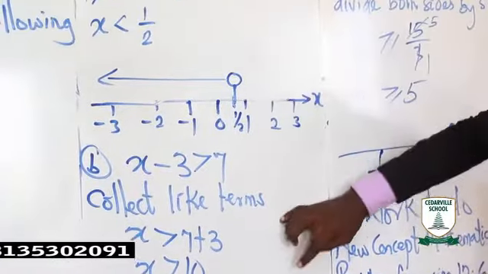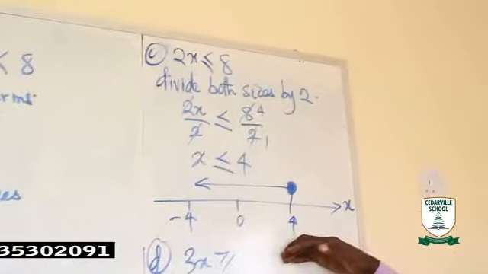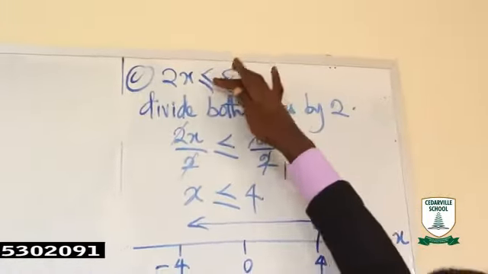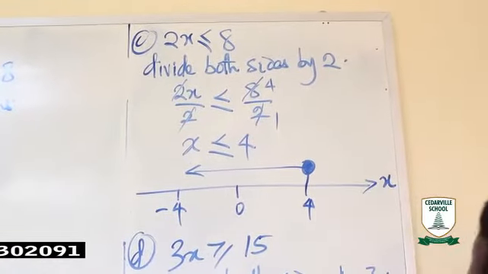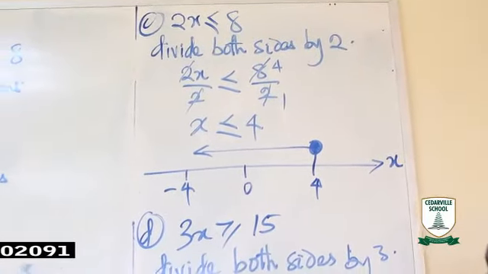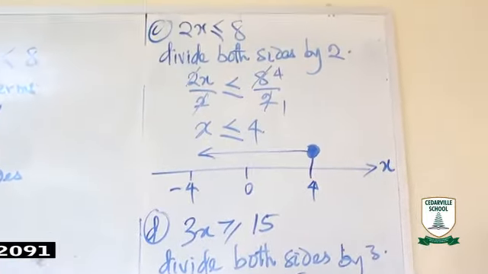This circle we are not going to shade. But if you look at example C and D, where we have this to be less than or equals to, greater than or equals to, our final solution will be shaded because of this equal to. I want to believe you understand properly.